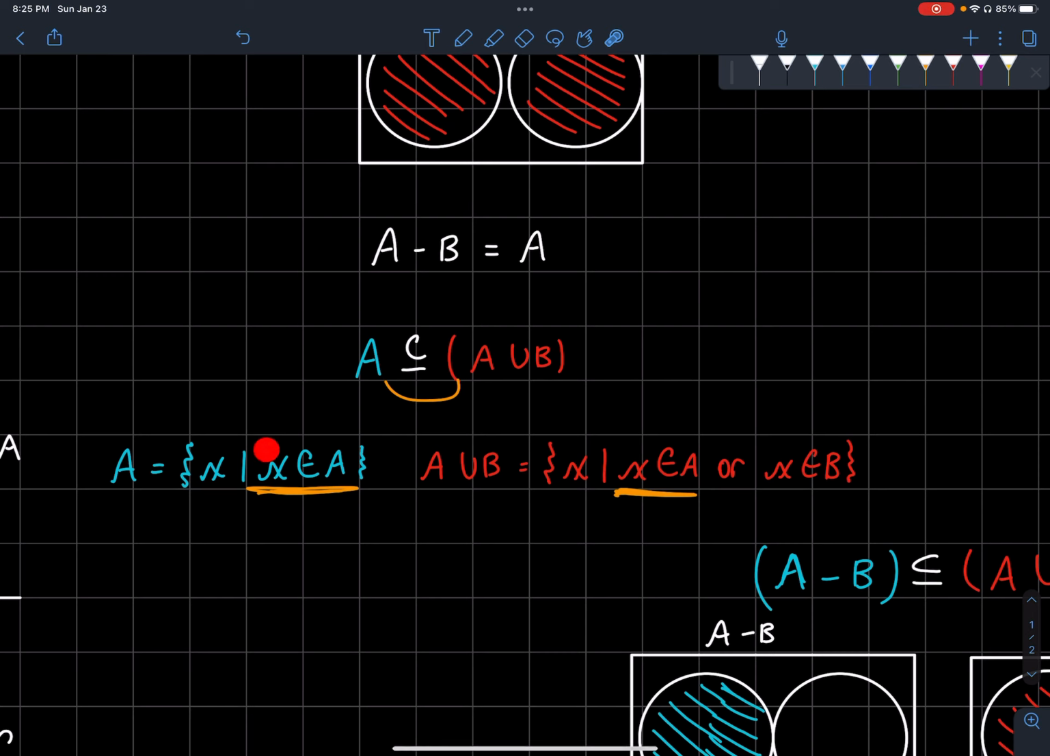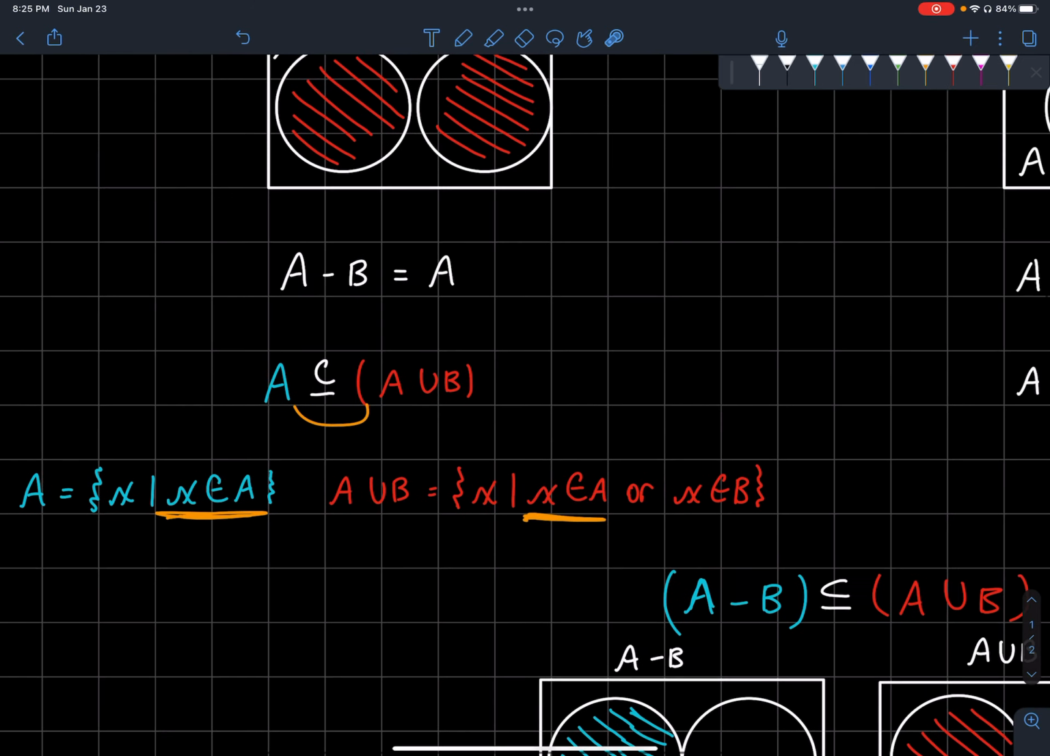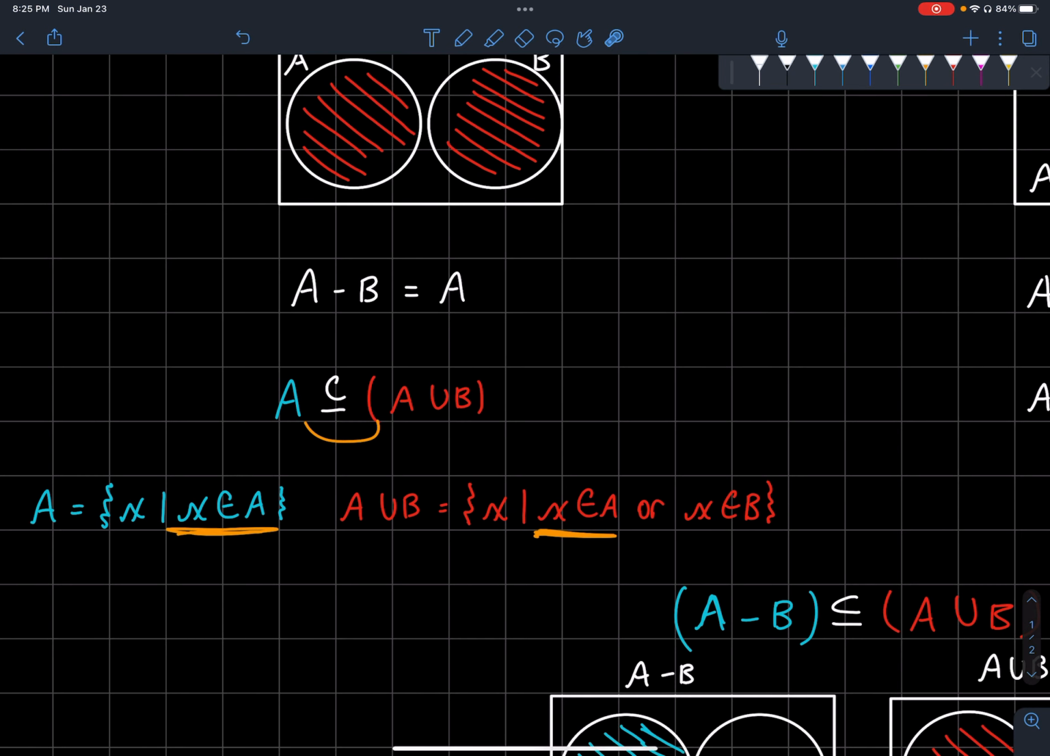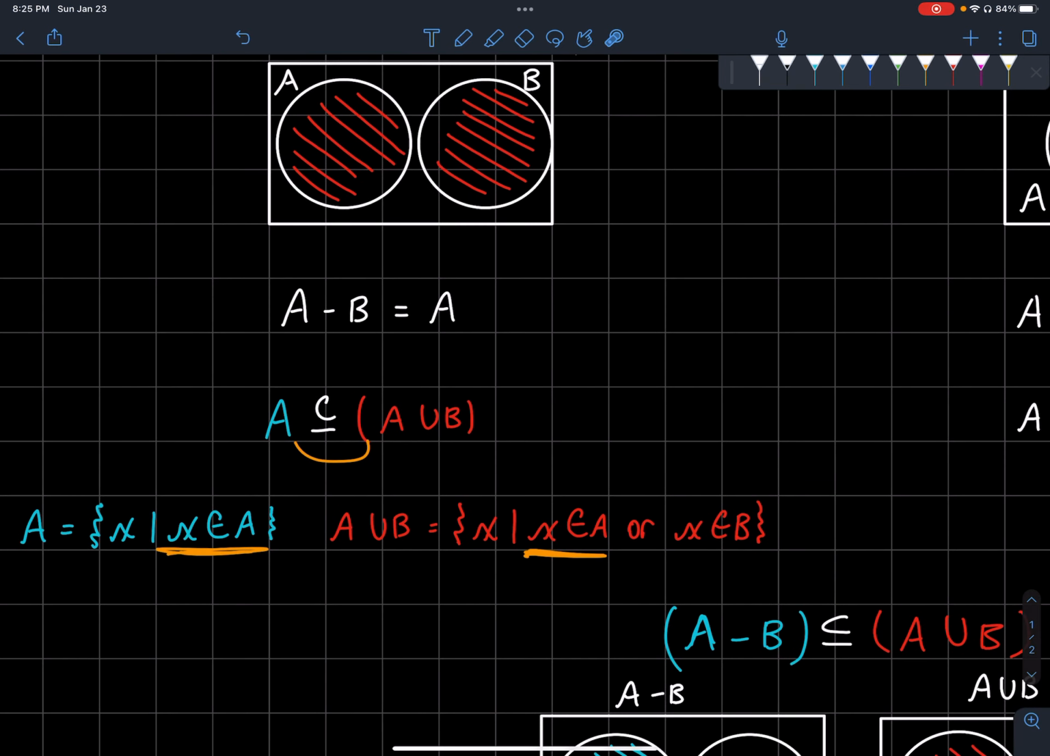I'm just going to glimpse over it verbally. But if X has to be an element of A, and in A union B, X has to be an element of A or an element of B, we can clearly see that they both share this part underlined in orange, that X can be an element in A. Perfect. Now, that's situation one.